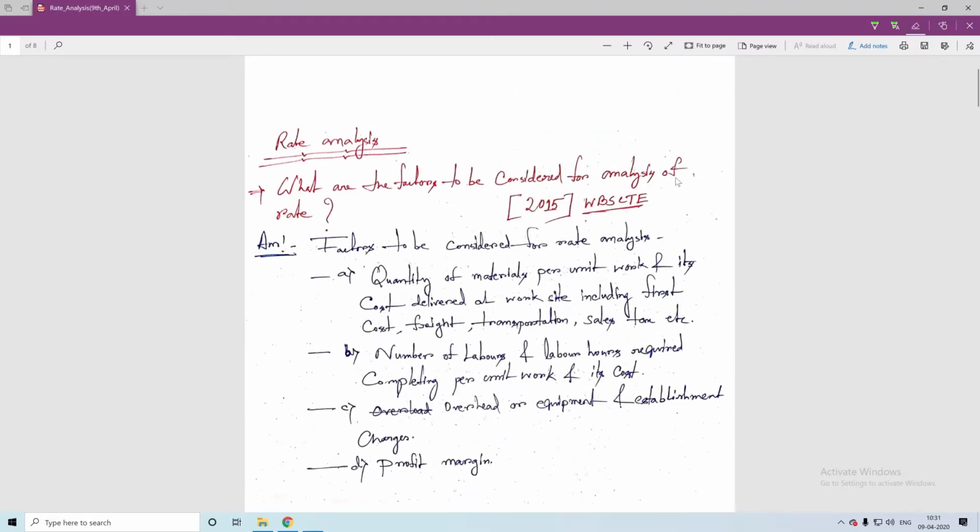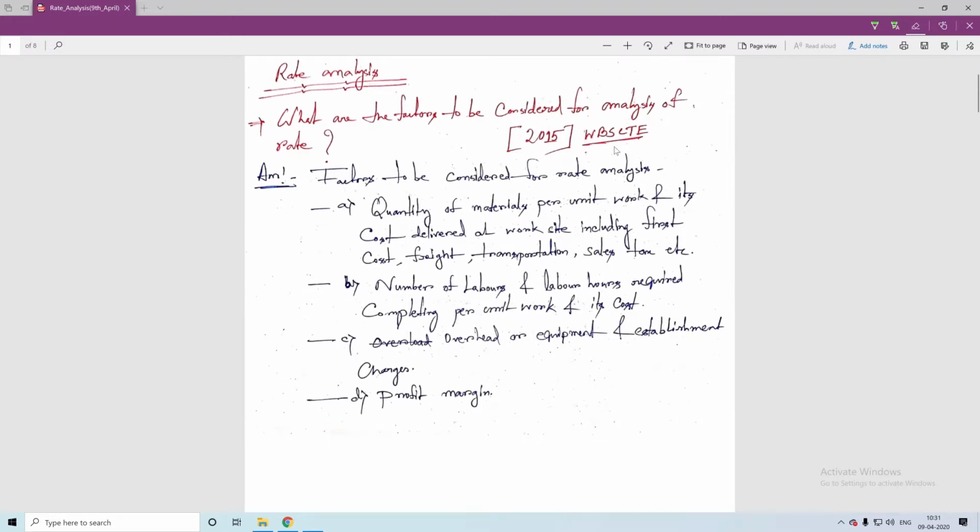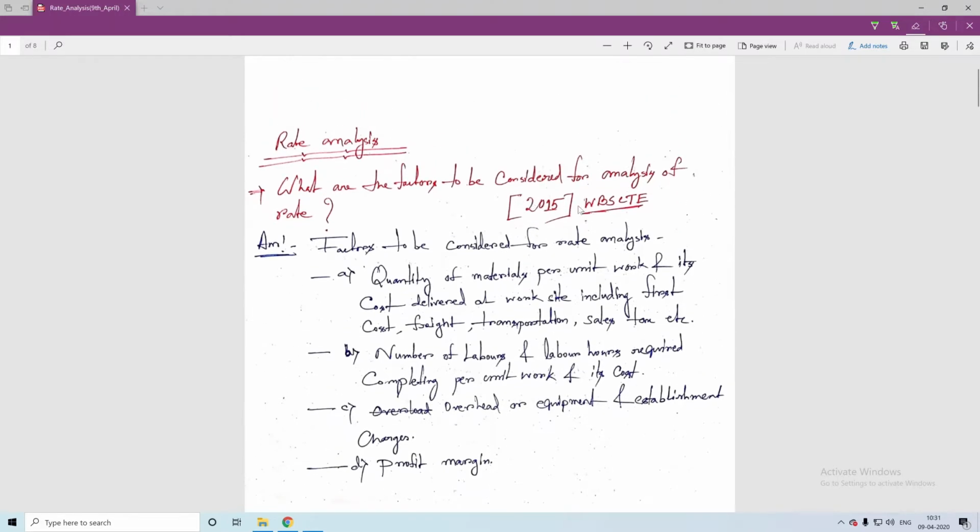Today I will discuss an important question which has come in 2015 West Bengal State Council of Technical Education. The question is from the rate analysis, and I already completed this topic in my earlier class and I have given the notes, but this is the most important question. I have covered the maximum portion of this topic.